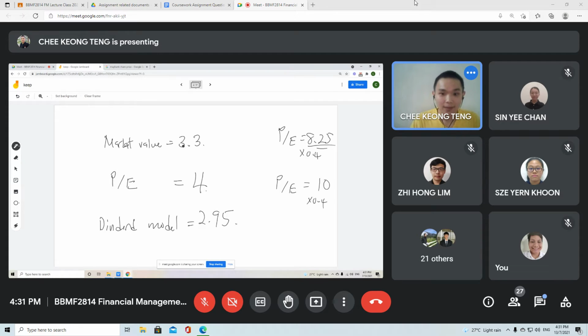All right. And then for the dividend model, 2.95 is lower than the market value. So I think you all said that this one is overvalued right now. The real price should be only 2.95, which it could be, okay? It depends on your justification. If you want to say that, you can say that.